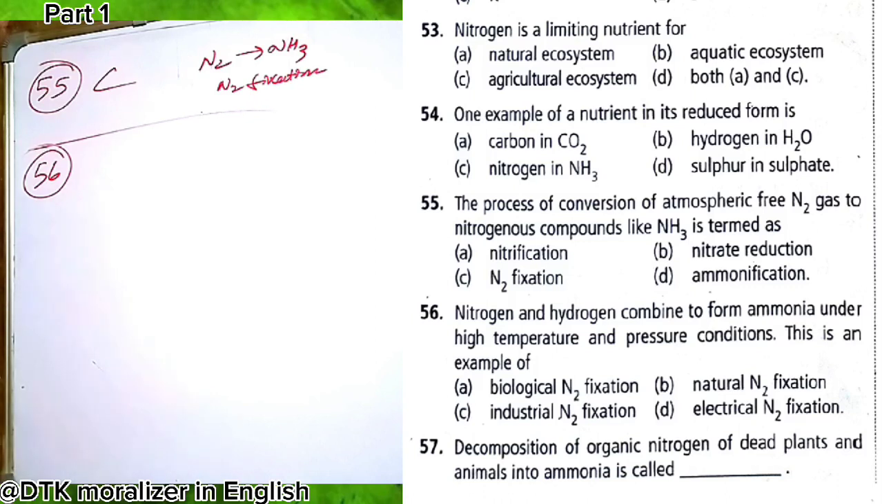56. Nitrogen and hydrogen combine to form ammonia under high temperature and pressure condition. This is an example of biological N2 fixation, natural N2 fixation, industrial N2 fixation, electrical N2 fixation. Here high temperature and pressures are mentioned, so it should be done in a closed vessel in an experimental way, so it is industrial N2 fixation. So here C is correct.